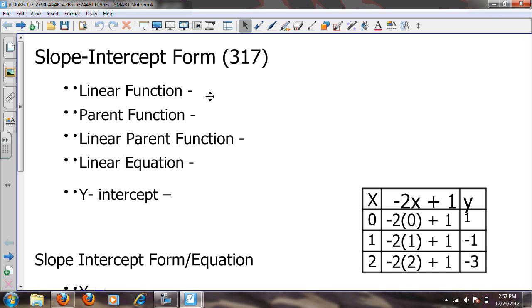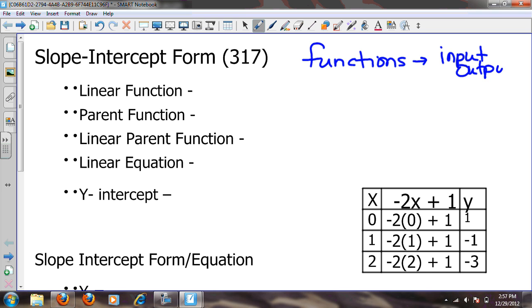Okay, linear function. I hope we all remember what a function is. Remember that was the unit before Christmas. So a function, what do you remember about function? Excellent. Input, output. Input and output. We're going to continue to do that because just like right here, we have a function table, much like what you did. You would have x, and then we would have maybe f of x, okay?